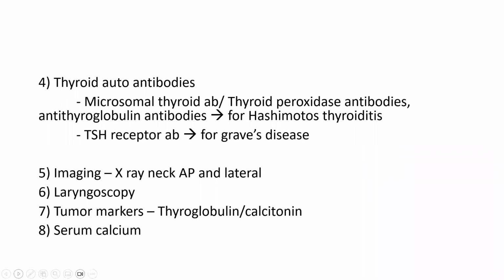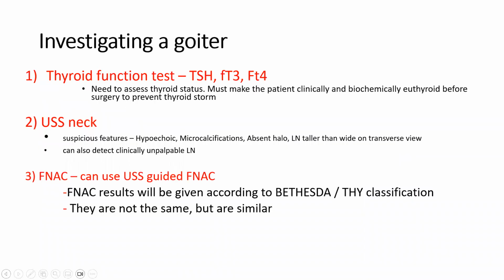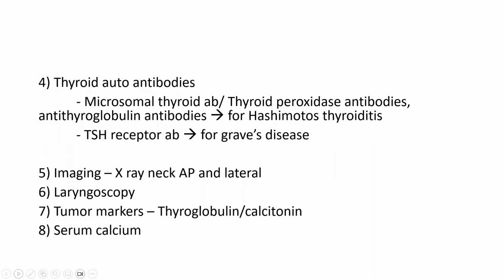Okay. So these are the 3 basic investigations you need to do for all goiters. Then in addition, you can do other investigations, especially if you are going to go ahead with surgery. Like thyroid autoantibodies in certain autoimmune conditions, like in Hashimoto's thyroiditis, we check for microsomal thyroid antibodies, also known as thyroid peroxidase antibodies, and also thyroid antithyroglobulin antibodies. For Graves' disease, we check for TSH receptor antibodies.